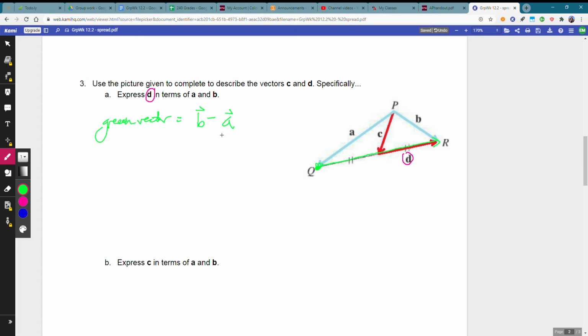And so, as we said earlier, that means that D is 1/2 that green vector. So we'll just scale it by 1/2. And we could leave it like that, or if we wanted to, we could distribute that 1/2 across.